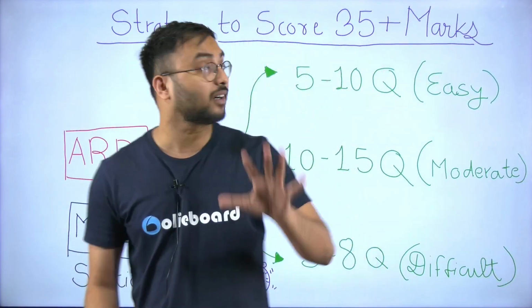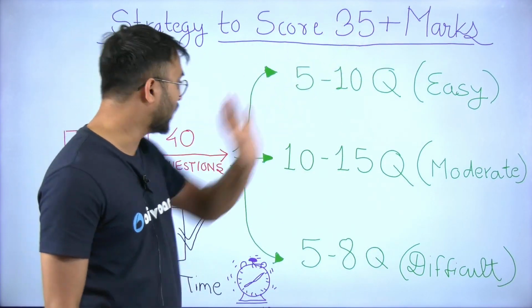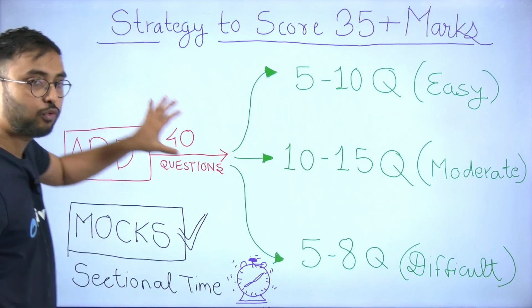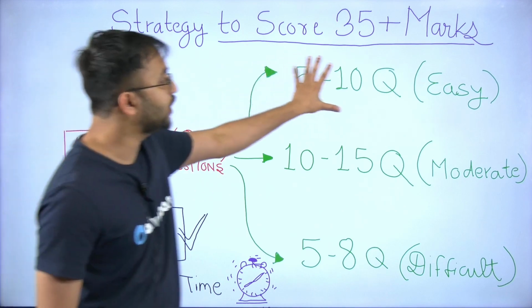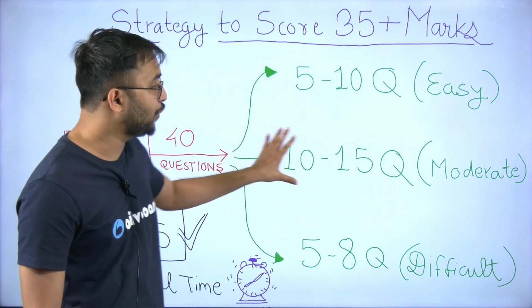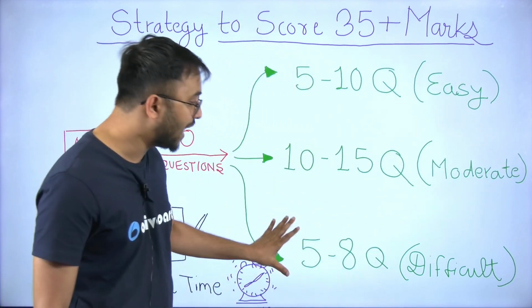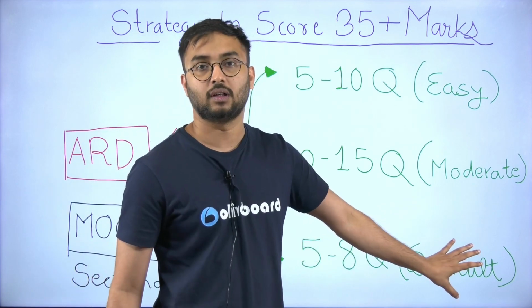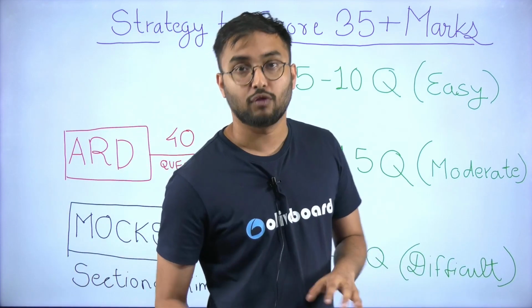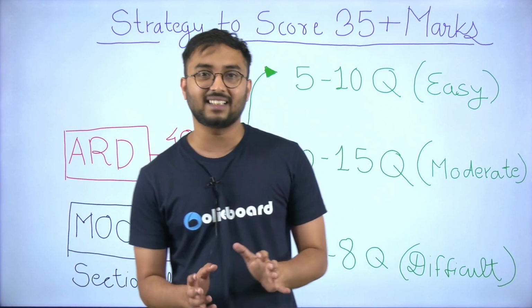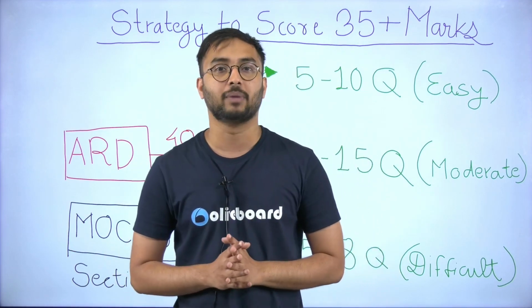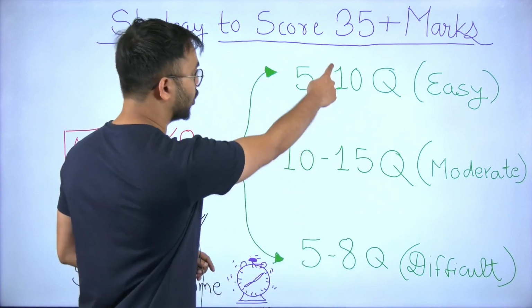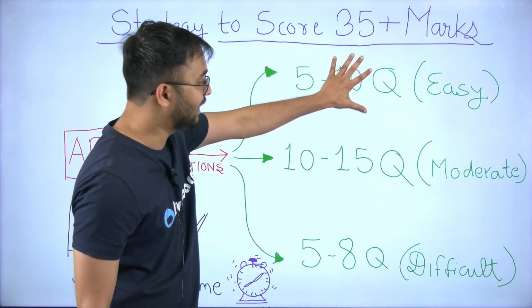Now, what is the hack to score 35 marks? It's very simple. ARD has 40 questions for 40 marks in phase 1. Five to 10 will come easy, 10 to 15 will come moderate, and 5 to 8 will really come difficult. They may ask you even the floor spacing of pigs. At that time, for such factual information, I am with you all, we cannot remember that. But don't concentrate there, concentrate on these two sections, easy and moderate.